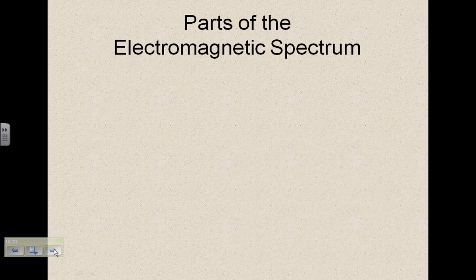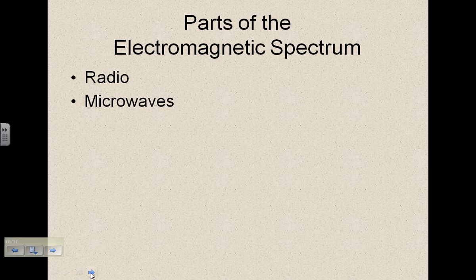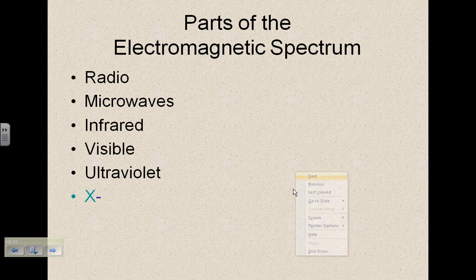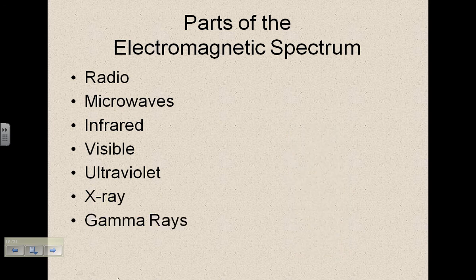So parts of the electromagnetic spectrum. Remember, it's radio, microwaves, infrared, visible light, ultraviolet light, X-rays, and gamma rays. So I do want you to remember that radio waves have the longest wavelength, gamma rays have the shortest wavelength, radio waves have the smallest frequency, gamma rays have the largest frequency, and they all travel at the speed of light. So wavelength and frequency are inversely proportional.